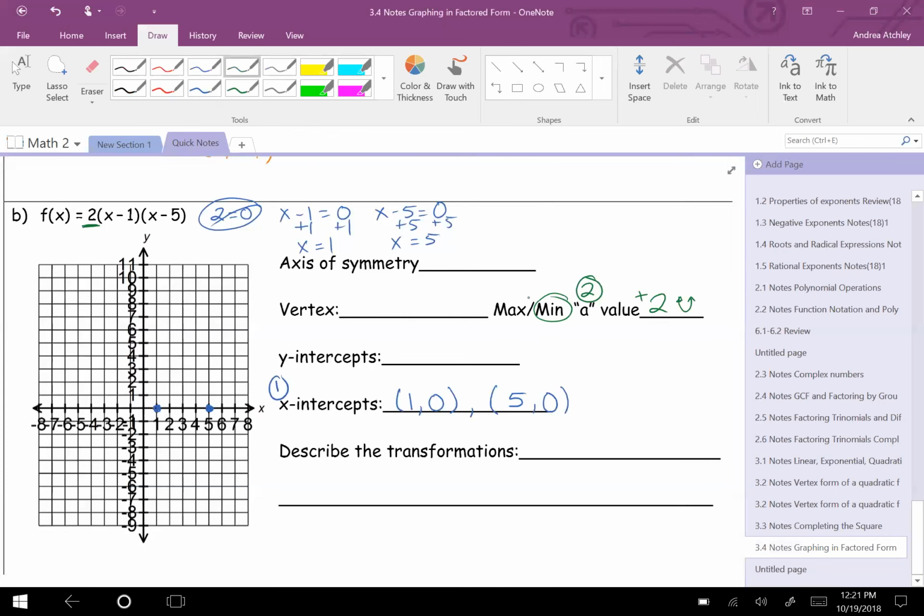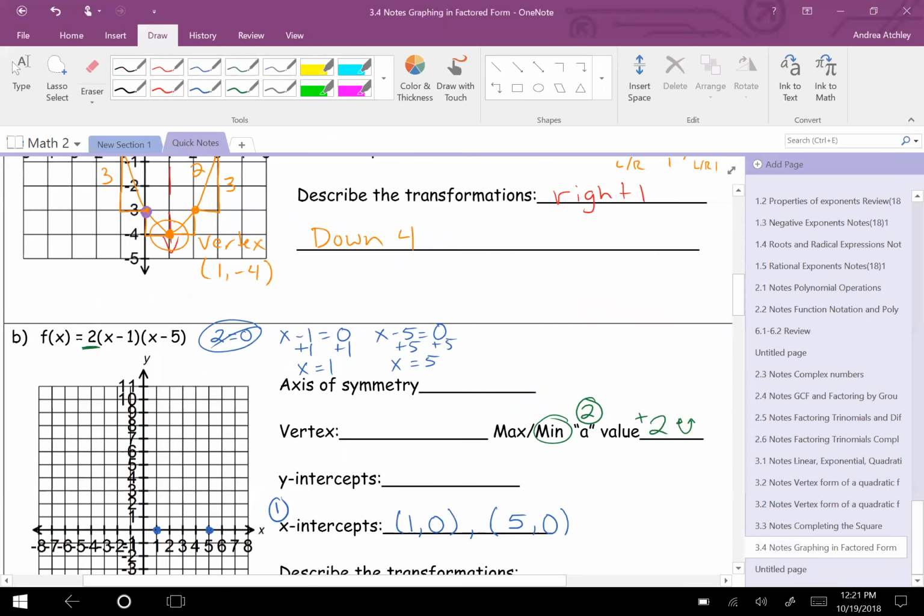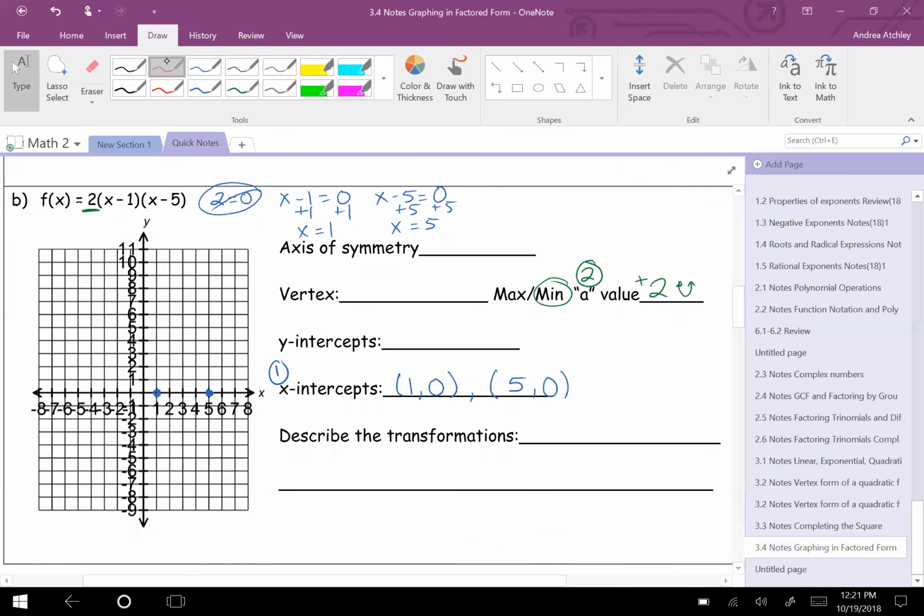Okay, step 3, we're going to find the axis of symmetry. Again, that's the middle. So what number's in the middle here? 3. So our axis of symmetry is at x equals 3. That also makes my vertex 3 something.